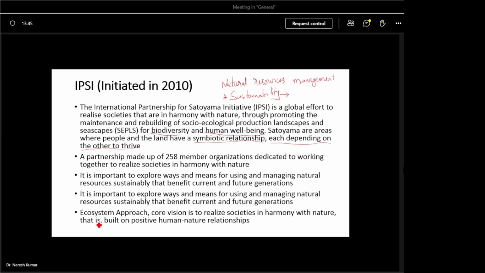So here we are following this ecosystem approach, whose core vision is to realize societies living in harmony with nature, which is built on a positive human-nature relationship. Now, when I say positive human-nature relationship, you should be able to extract a lot of information from this. Think yourself: the way we are going about our daily routine, is it a positive or negative interaction with the environment?